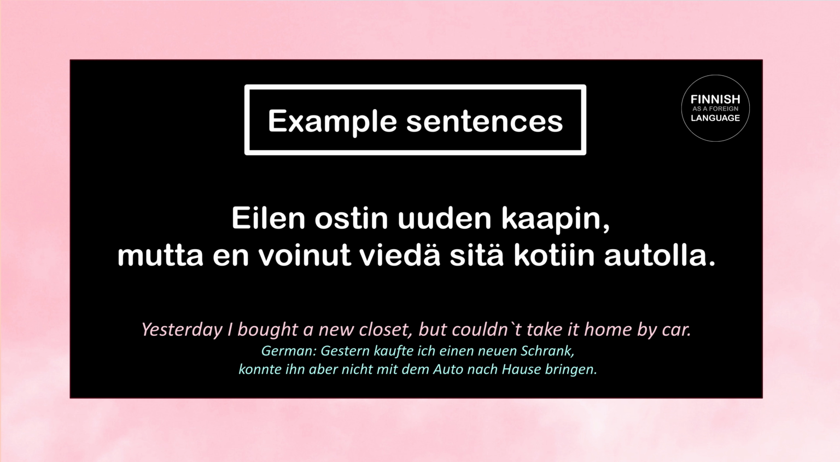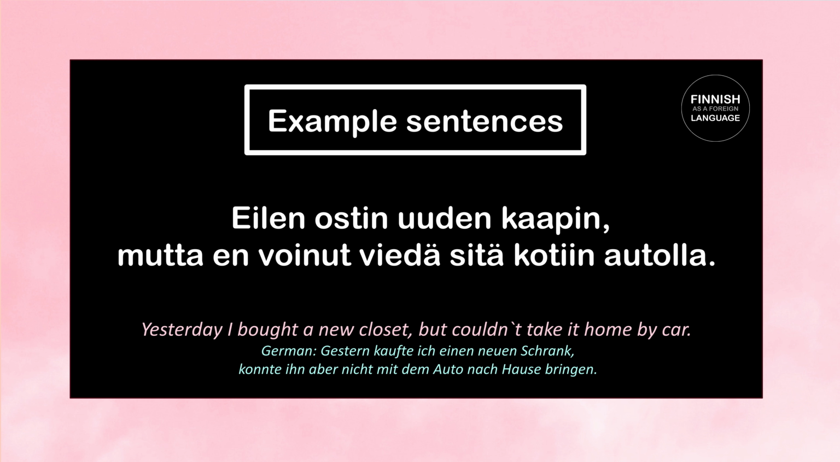Sitä, here's the partitive case of se, which refers to the closet. Why do we need the partitive case here? Because here we have a negative sentence. Then we have kotiin, which is the illative case of koti. And autolla means by car. It's the adessive case of auto.